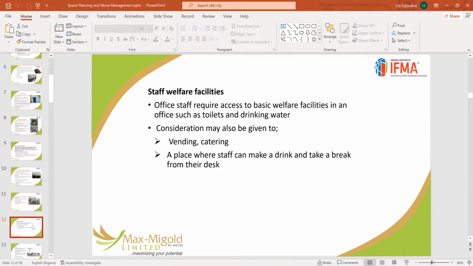Staff welfare. Office staff require access to basic welfare facilities in an office, such as toilets and drinking water. This is very important. I mentioned toilets. Drinking water is also a part of what offices should have. Clean drinking water, because a lot of persons will probably take water during working hours, and it's not right when this is not provided for.